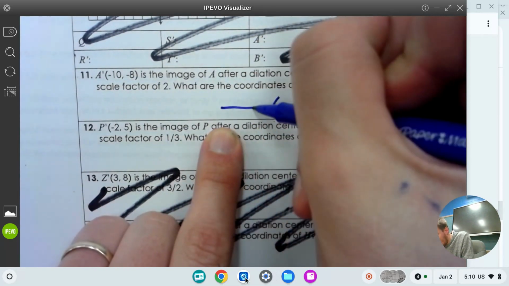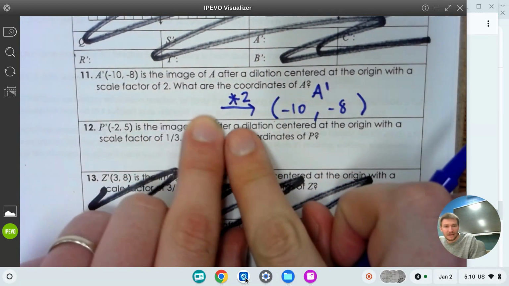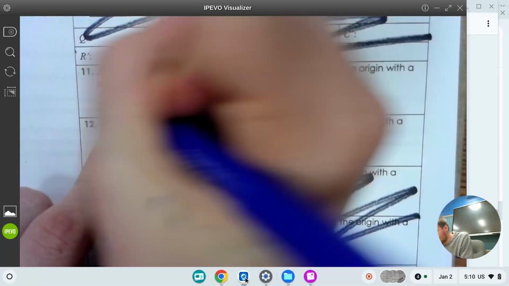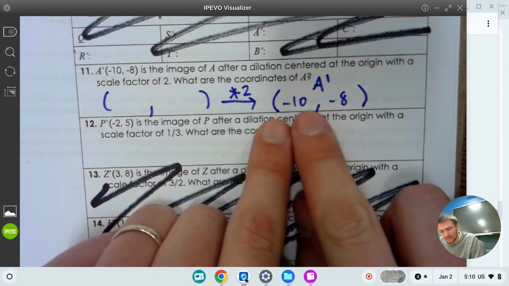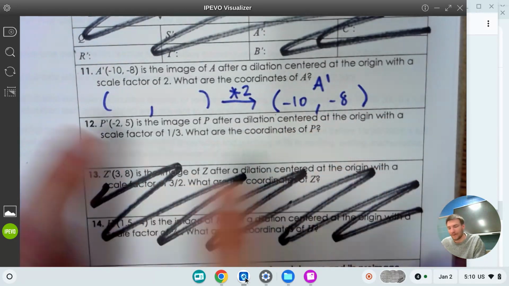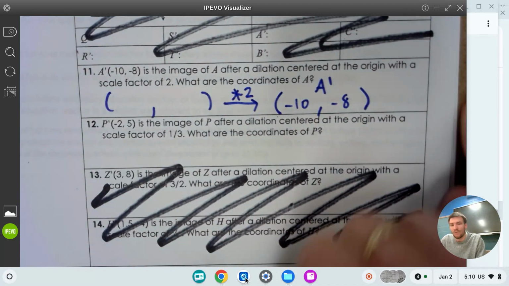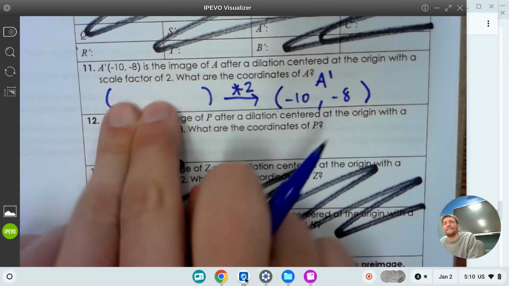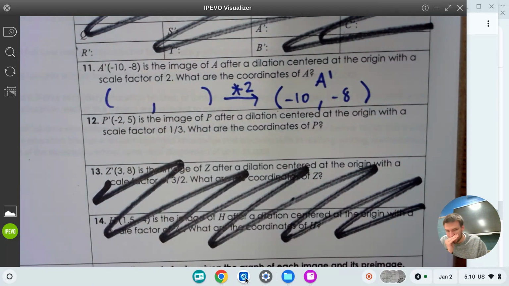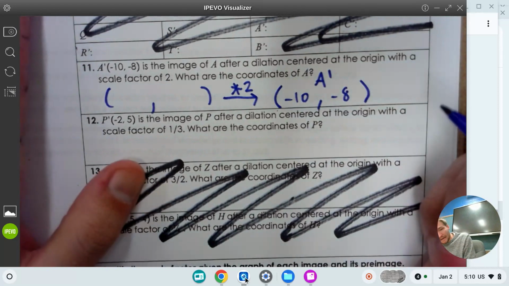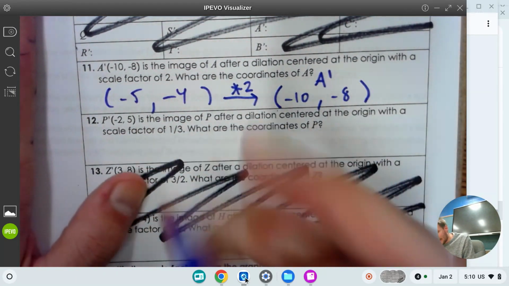And I know that we had to multiply by 2 because of the scale factor of 2 to get here. What did we start with? Now, you might be thinking, oh, it's going to be 20 and 16. But remember, we're not trying to go from the start dilated more. We're trying to go from the dilation backwards. So instead of multiplying by 2, we're going to need to divide by 2. Instead of getting twice as big, we need to cut it in half. -5, -4.